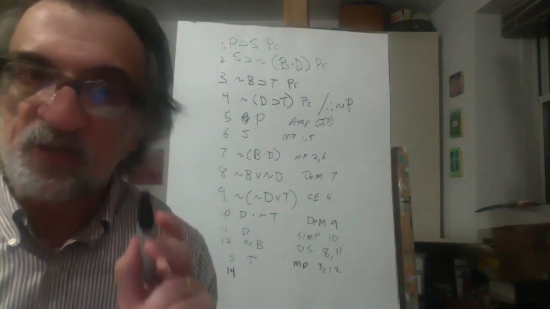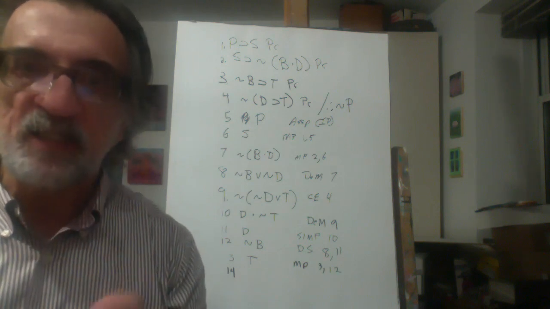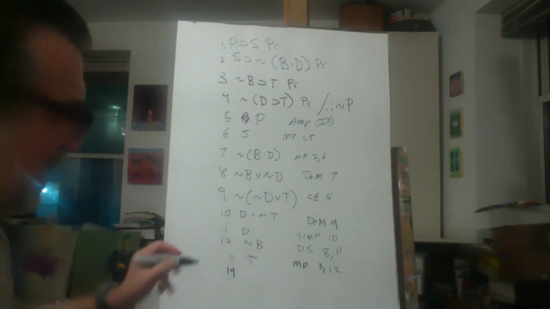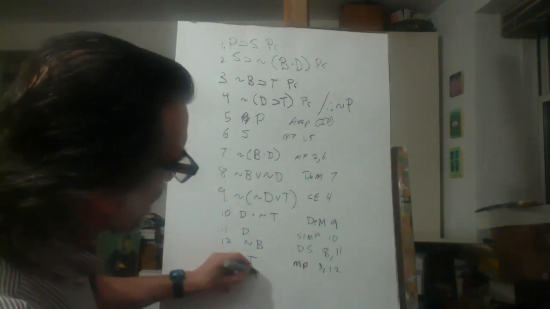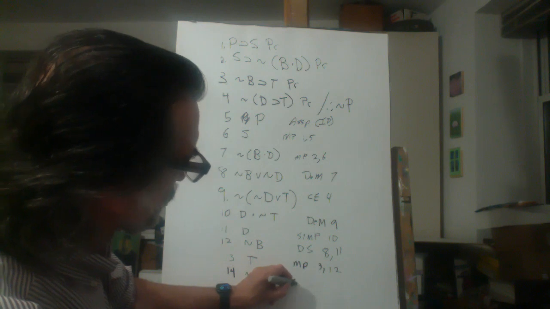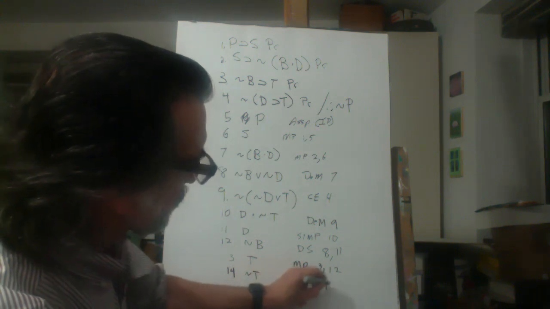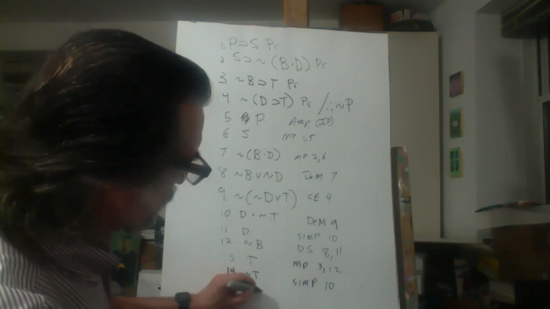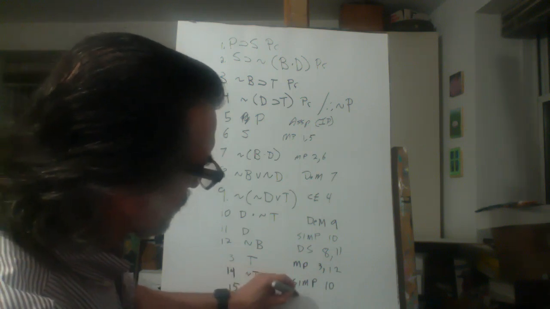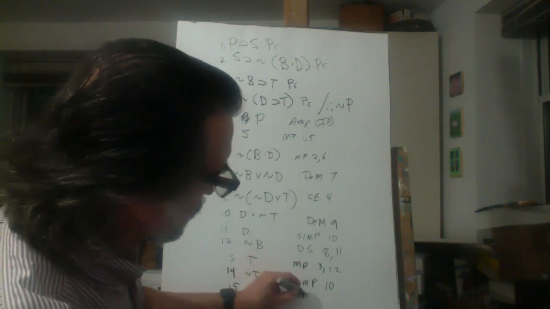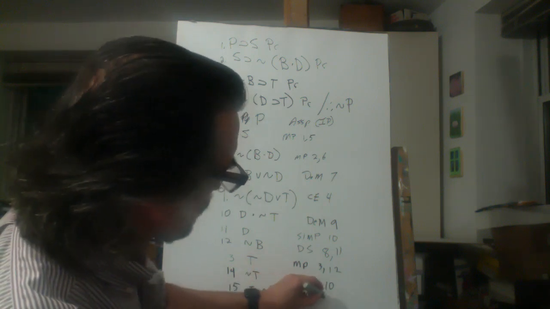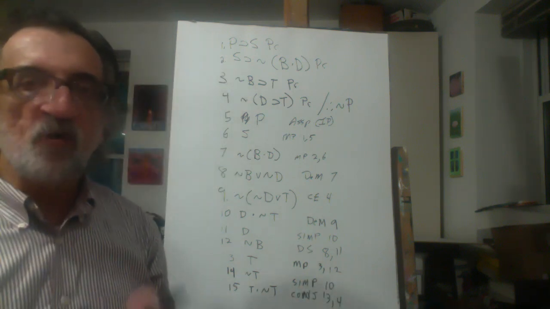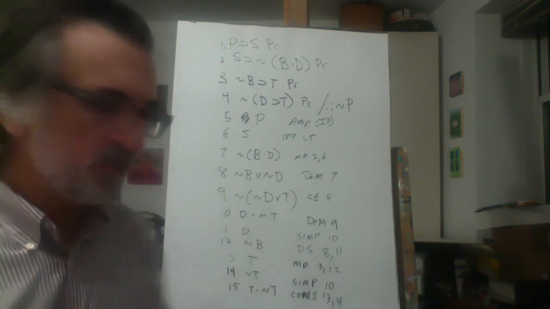And now, remember I said we could come back to that D and not T. We're going to come back to it. We're going to simplify it again, but this time to the not T. And we conjoin the T and the not T, we have a contradiction.